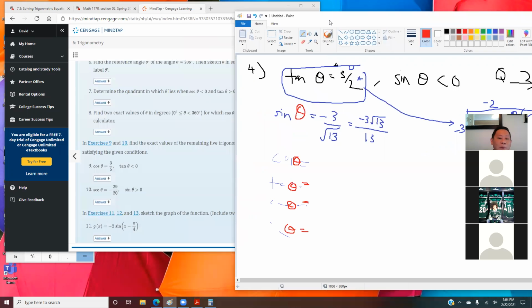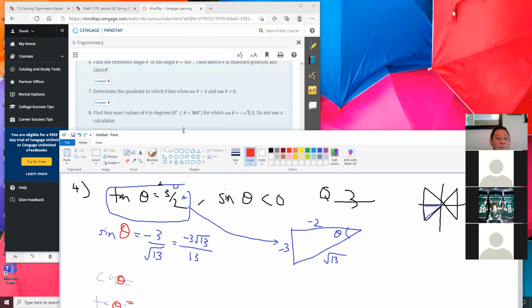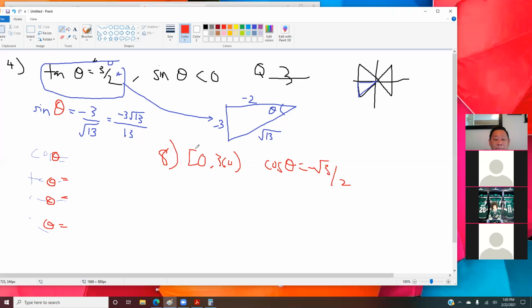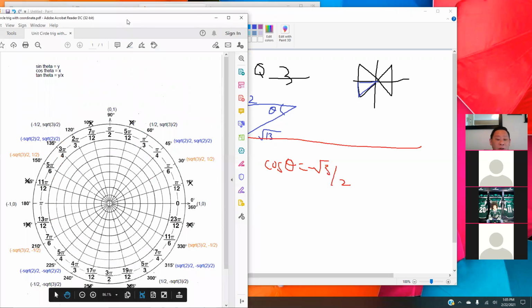Okay, this one, number 8. Find the exact value from 0 to 360, you saw in degrees now, for cosine theta equals negative square root of 3 over 2. So how do we do question 8 here? You will use the unit circle approach here.